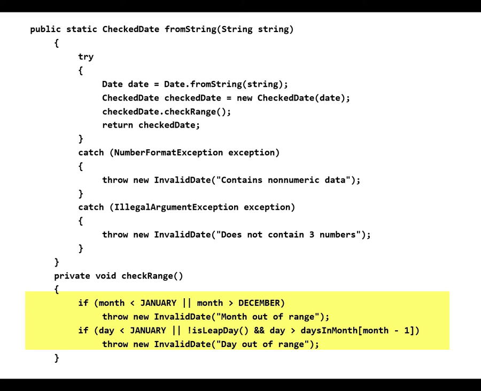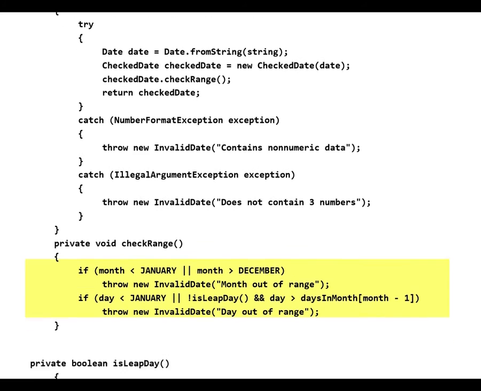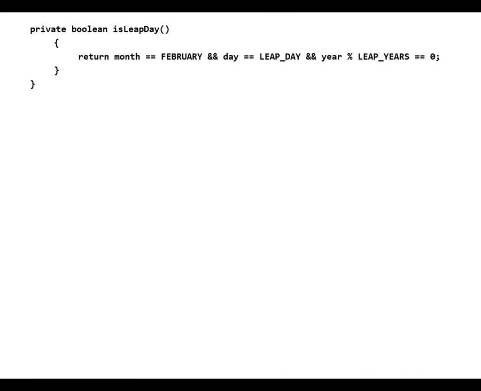The check on the day range involves a call to another private method, isLeapDay. So let's scroll down to look at that final method. In determining whether a day is a leap day, we simplified the check for leap years, which is actually a bit more complicated.